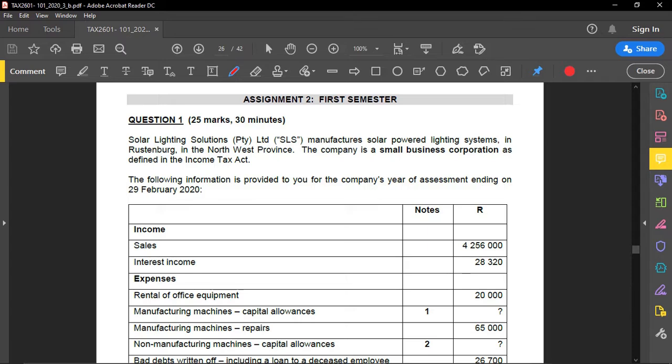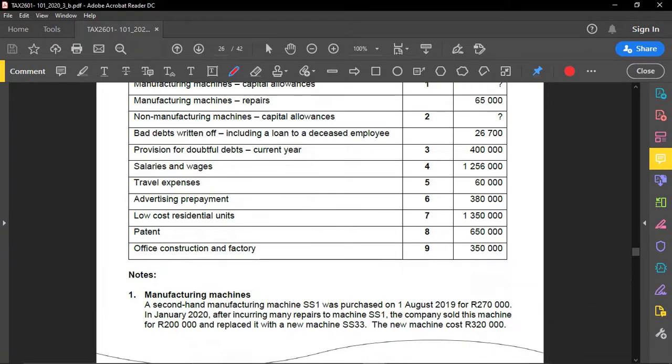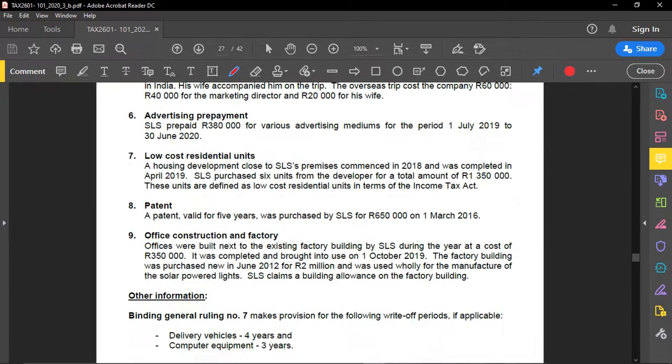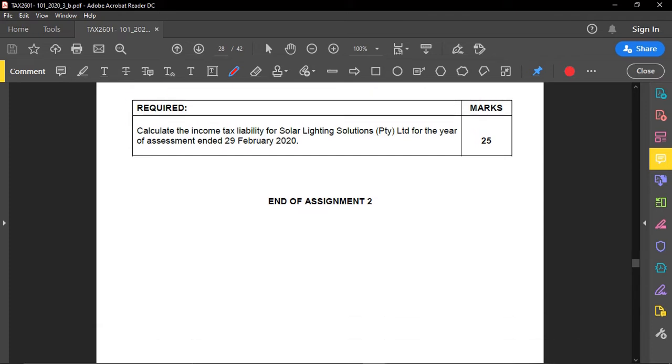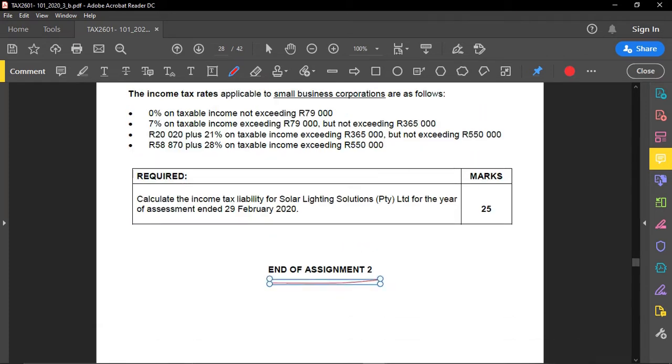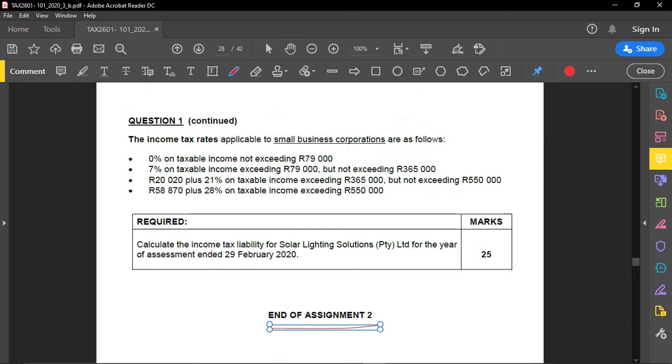So what would I do if this was an exam paper? Well, the first thing I would do is go down to the required and see what this question is actually asking me to calculate. There is only one question for assignment 2. The required says, calculate the income tax liability for Solar Lighting Solutions Pty Ltd.